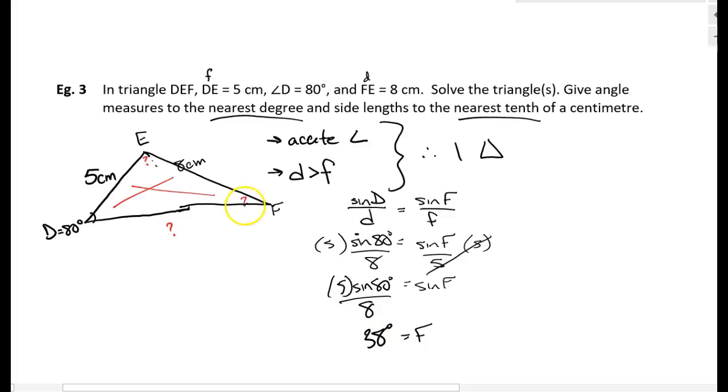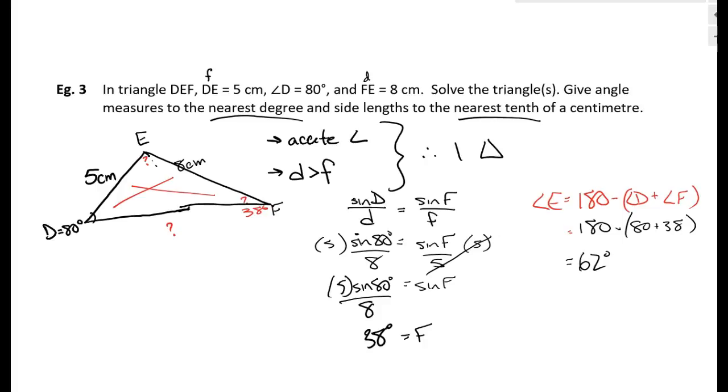Once I know two angles inside my triangle, I can solve for the third. So I know this is 38 degrees. So I can solve for angle E by going 180 minus D and F. I go 180 minus 80 plus 38, and I get 62 degrees. And so now I've solved for both my angles.